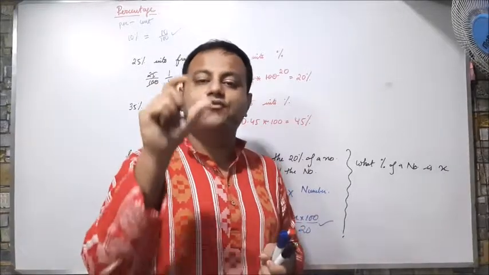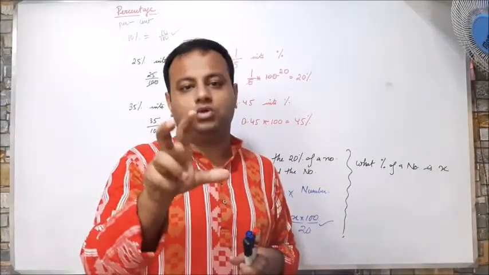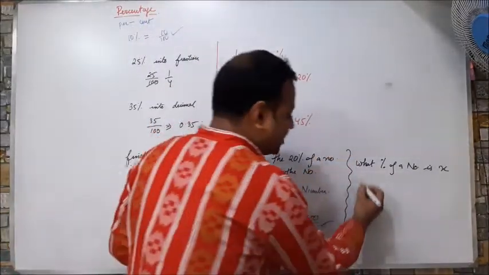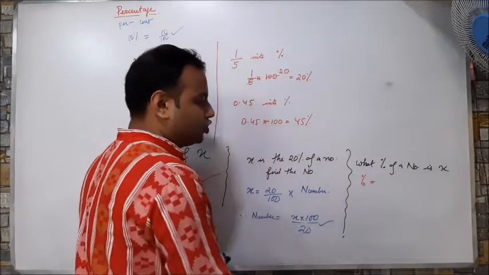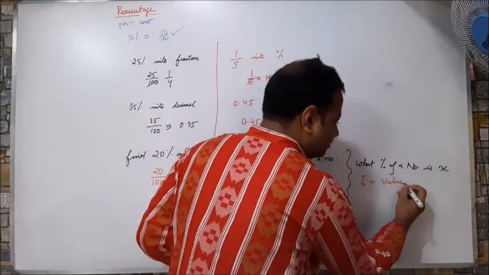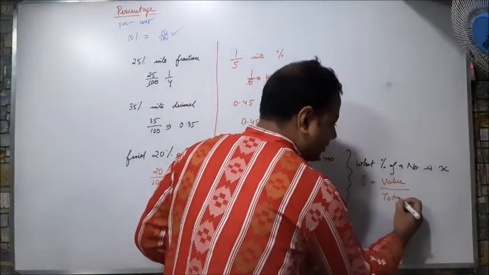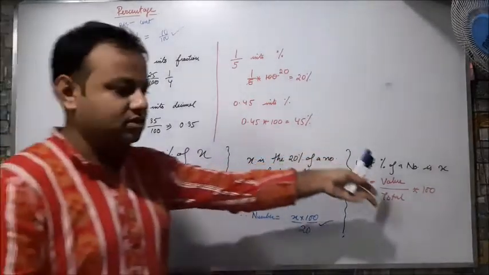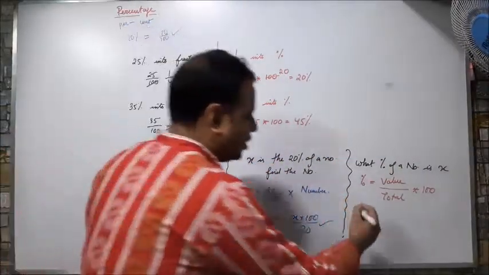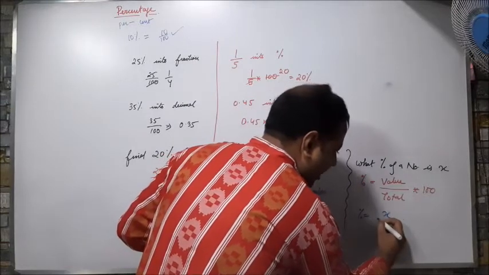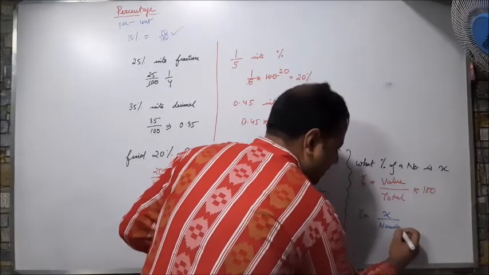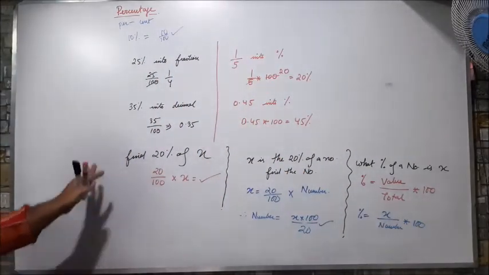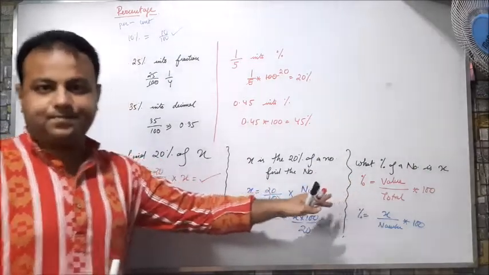Means you have got a value and you know the total amount, but you don't know what is the percentage. So how can you calculate the percentage? Percentage is equal to value by total into 100. So with respect to this question, what I will write? Percentage equals x by the given number into 100. So this is how you can calculate the percentages if given.